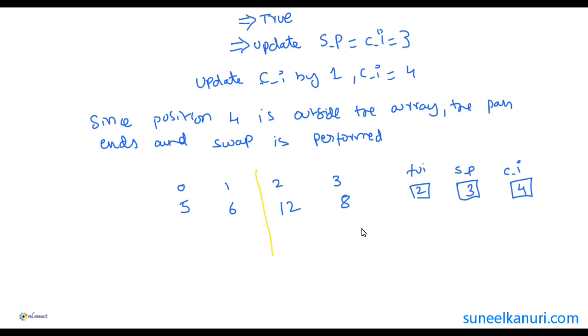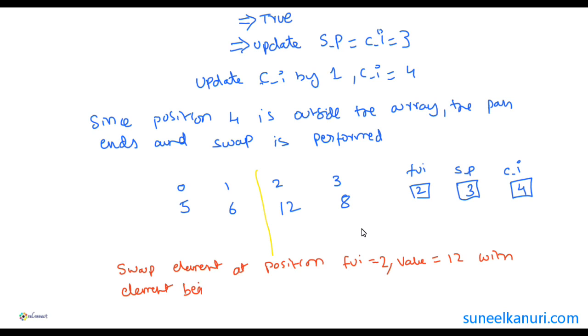So we will swap the element at position FUI, which is the value of 12, with the element being pointed by our found smallest position, which is going to be 3, which has a value of 8.